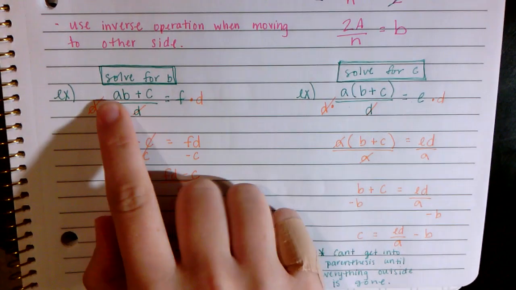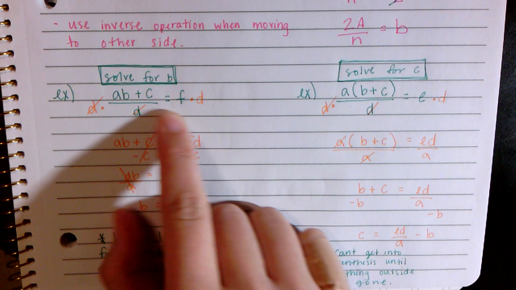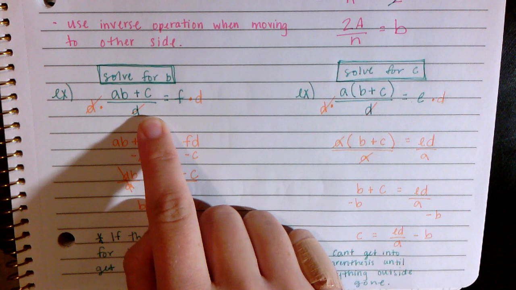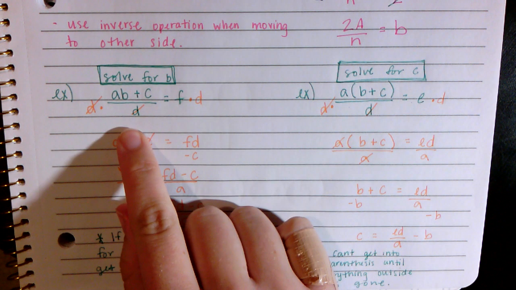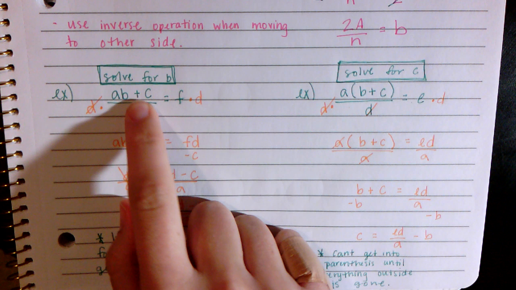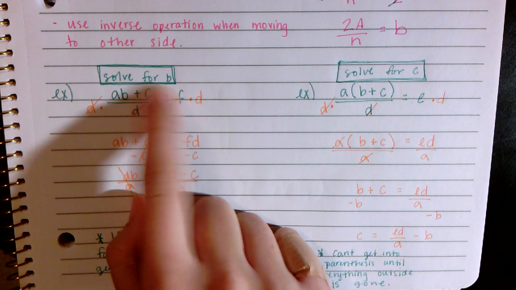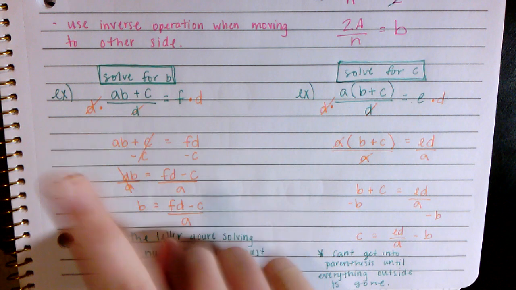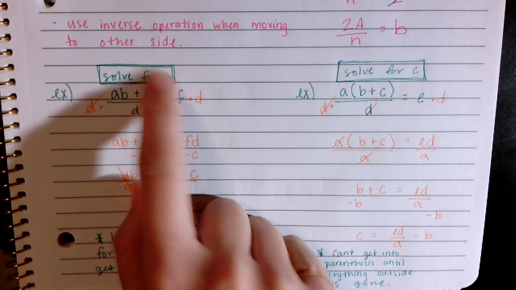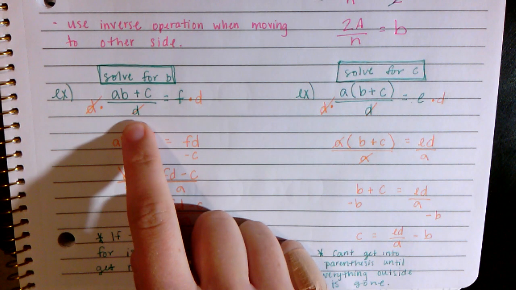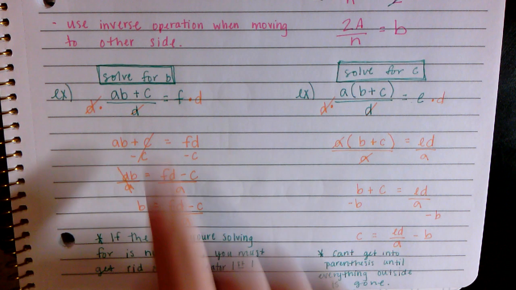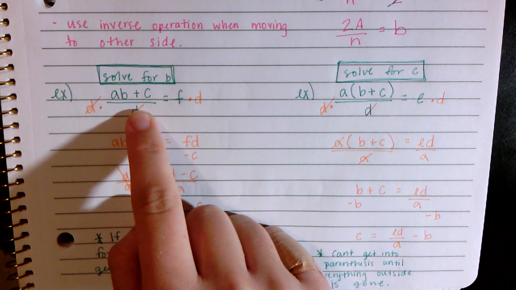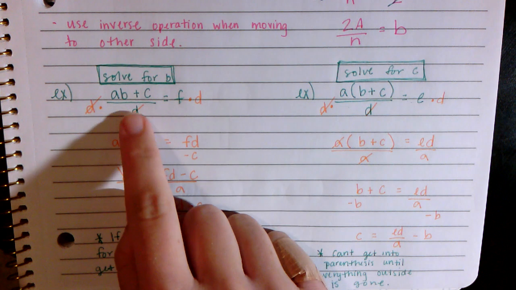So for this example, AB plus C divided by D equals F. The original problem is in green. I said to solve for B. Okay, so I know when I say do PEMDAS backwards, some of you see plus C first and you think, okay, I need to get rid of that. But remember, you can't get to anything on top of a fraction until that denominator is gone. And I put that down here for you. If the letter you're solving for is a numerator, you first have to get rid of the denominator. This denominator is trapping everything up top. You can't even get to it until this is gone.